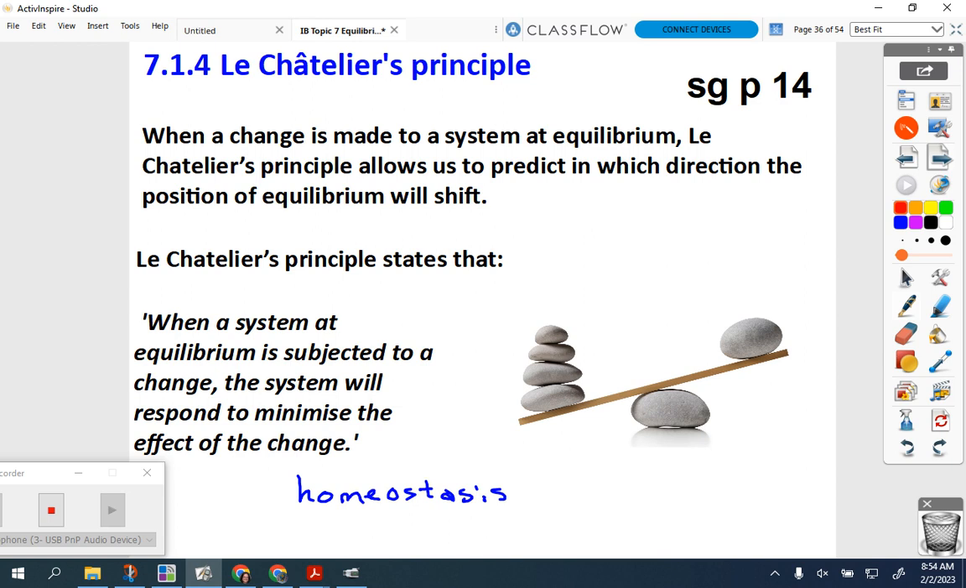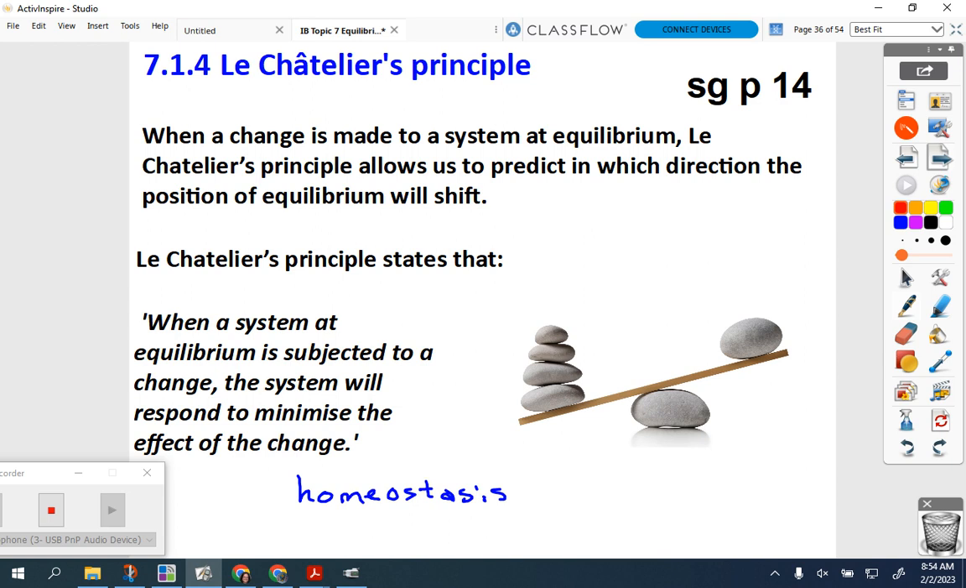Meaning it's going to shift the equation in the direction to counteract what just happened to shift it out of equilibrium. That doesn't mean it's going to take it back to where it was before we made that change. It's going to go into a new equilibrium position, but we can predict where that shift is going to go.